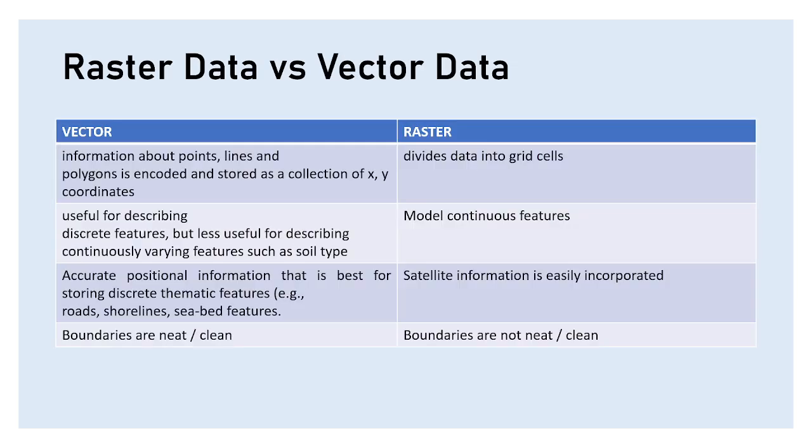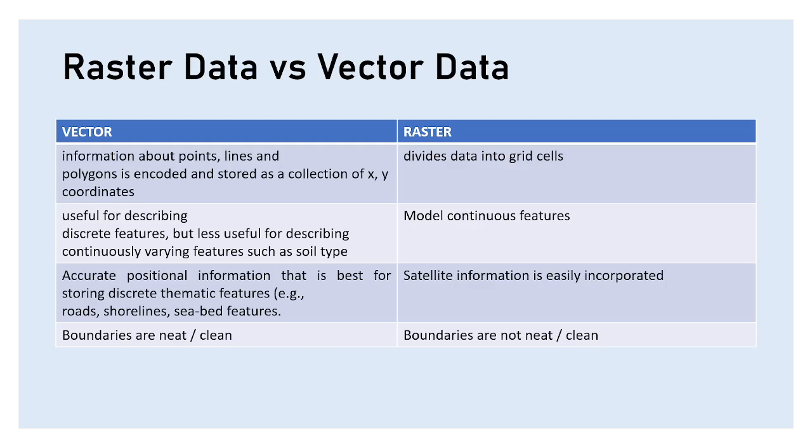In raster data, the satellite information can be easily incorporated, but that is not the case for vector data. With vector data, you might first have to define the features, then overlap them with the satellite information. So it's comparatively more complicated, but in the case of raster data, that information can be easily incorporated because it's mostly image data, or grid cell based data.